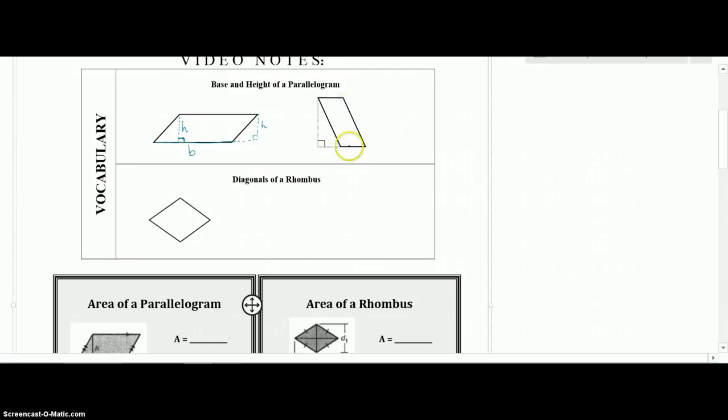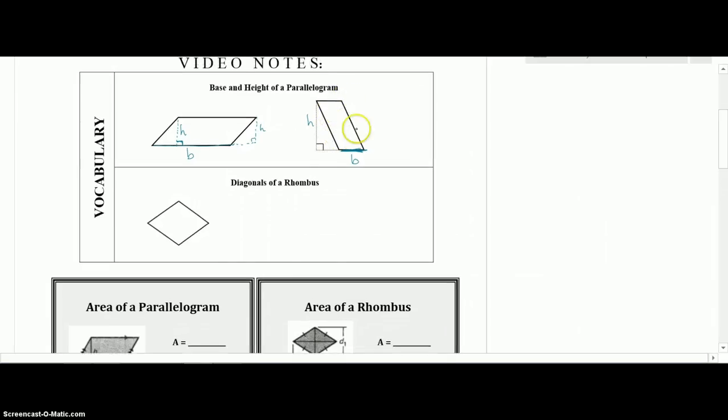So in this parallelogram, this here is the base, this is the height, because that's how much distance there is between the two sides. It is not the slanted edge on either of these. That is not the height. You want the distance between those two sides.